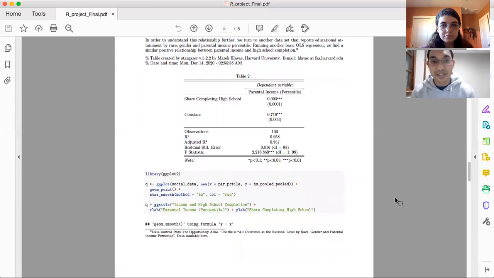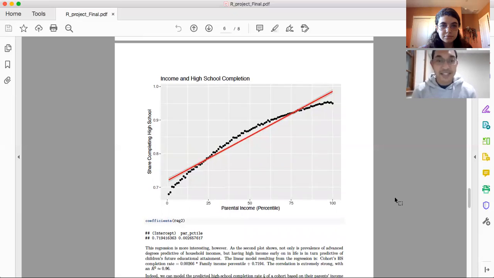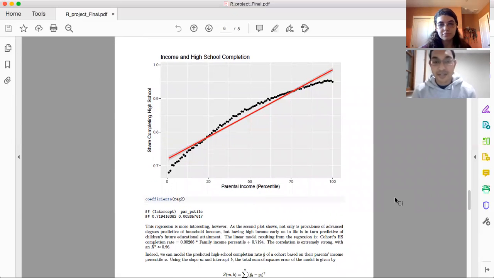So here are the results of the regression presented in this table, and then we have plotted them below on the next page. The black dots are a curve representing the data points, and the red line again is our line of best fit. As the previous plot showed, prevalence of advanced degrees in a tract was predictive of household incomes, but also from the second regression, high household incomes are in turn predictive of high children's future educational attainment.